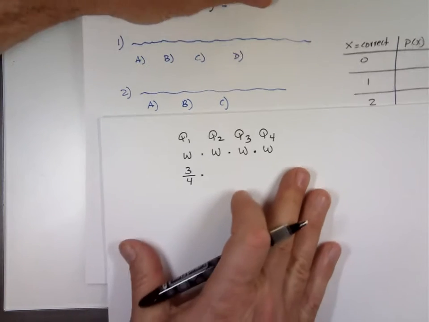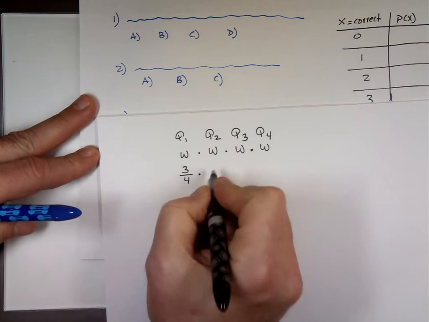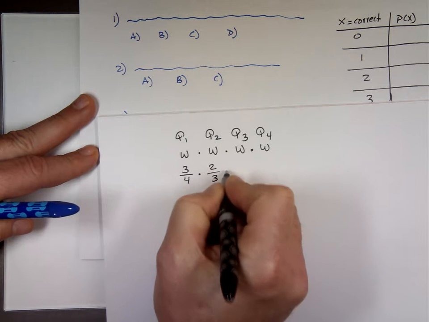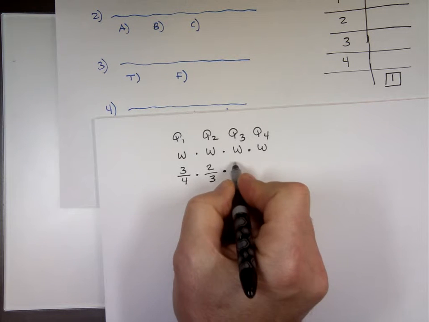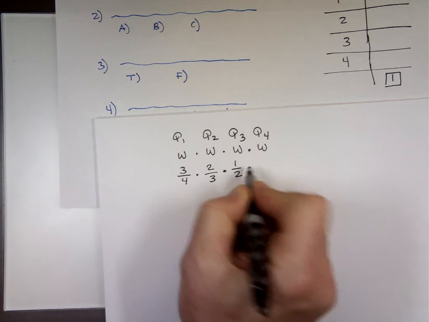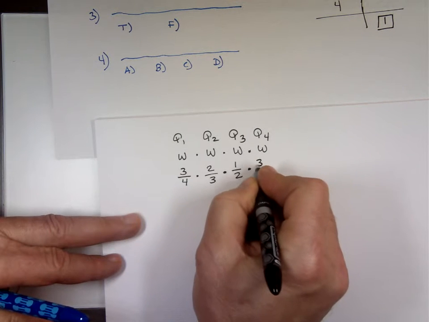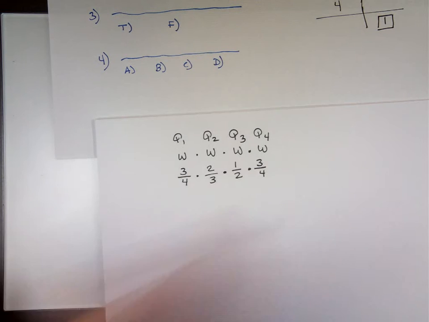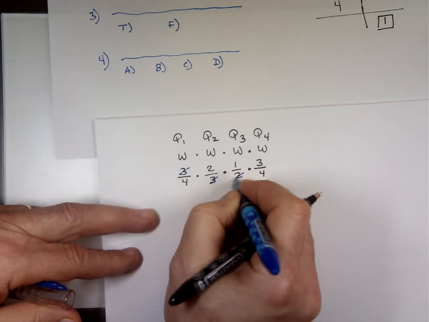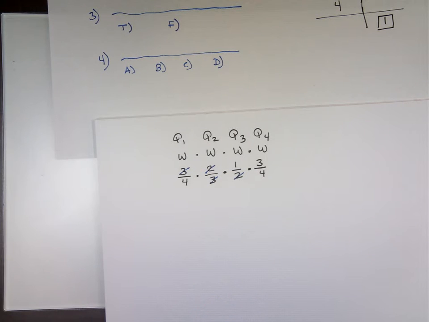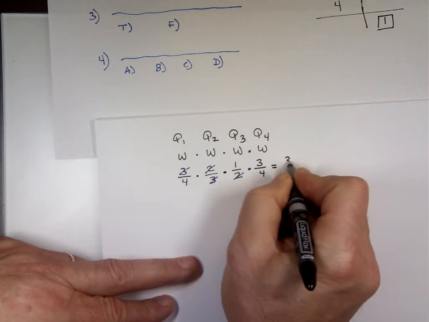Question number 2. To get that question wrong, how many wrong answers on that question? 2 out of 3. Question number 3. 1 out of 2 is wrong. And question number 4 is what? 3 out of 4. Try to simplify the math. It says your chance is 3 out of 16.